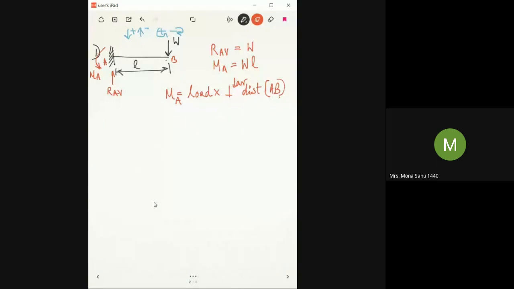The next case, let's take a cantilever beam and a UDL throughout the length. Okay, and the length is L. And how do you define the load for a UDL? Small w, kilonewton per meter, sorry, not square. Okay, and so what are the reaction forces?